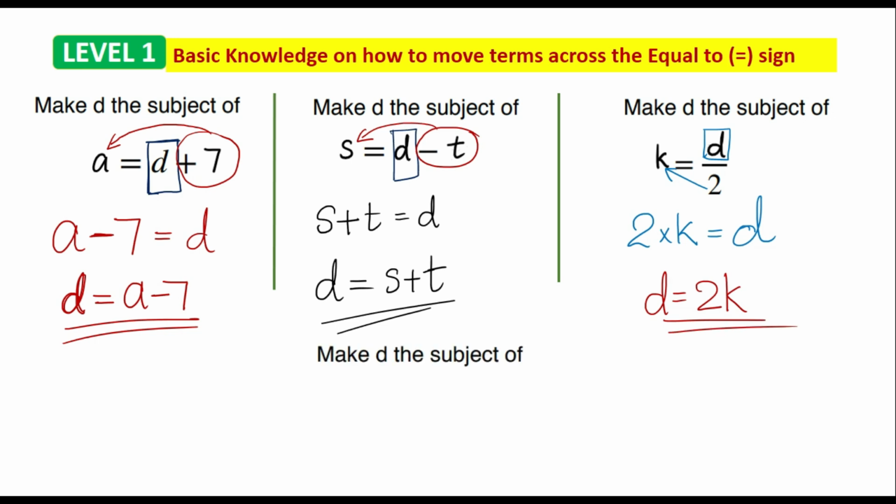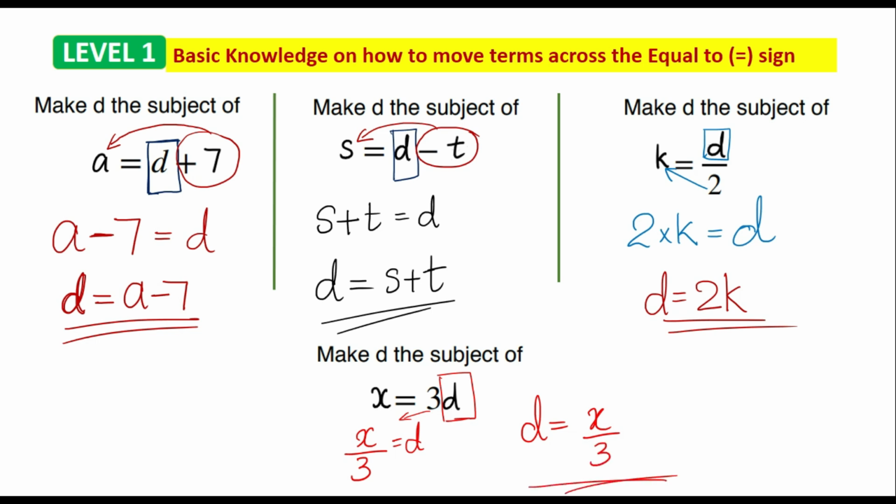The last example, make D the subject of X is equal to 3D. Here you can see that to make D alone, you have to remove this 3, and it's the multiplication that happens between 3 and D. So when you shift this to the other side, it becomes division. So when D is the subject, D is equal to X divided by 3. So these are the basic movements that you should know when a term is being added or subtracted, or when it is divided or multiplied by the variable that needs to be made the subject. Moving on to level 2.